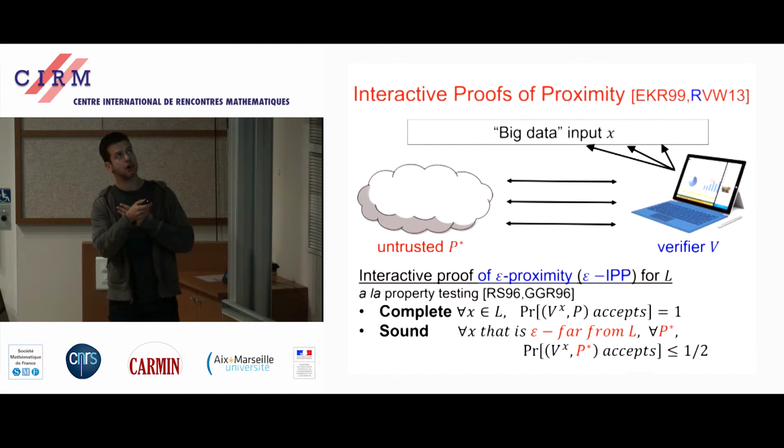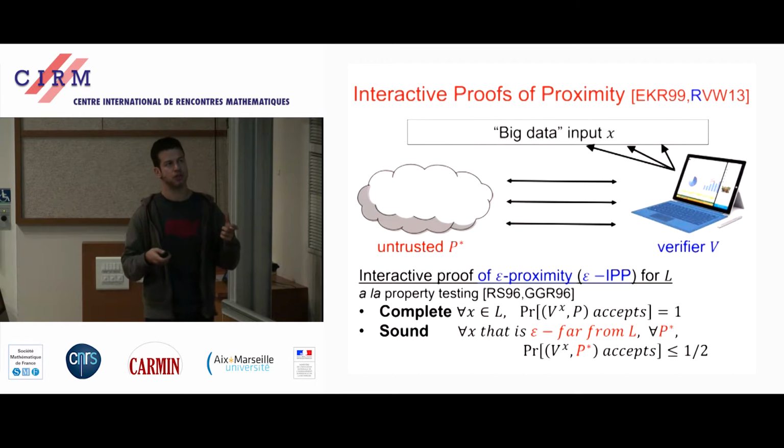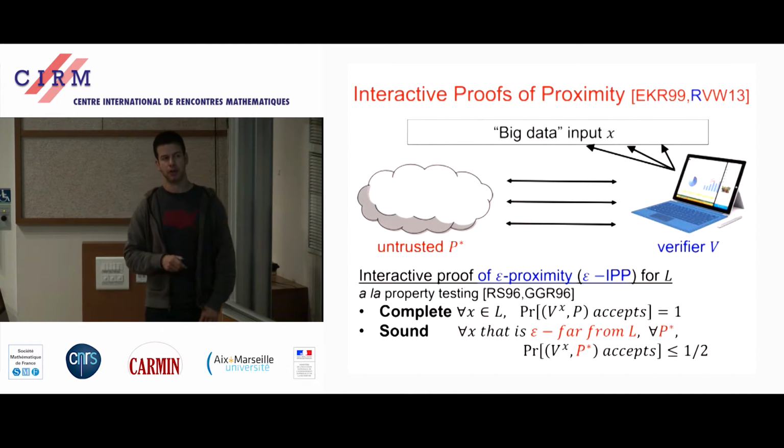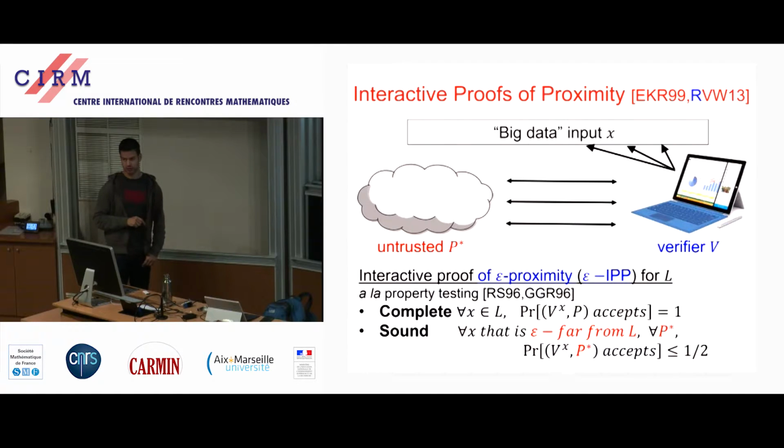So what these are called are proofs of proximity. Basically you're proving proximity to a language. If x is in the language, then as before, the verifier should accept. And for soundness, we say that if x is epsilon far in Hamming distance from the language, meaning you would have to flip an epsilon fraction of the bits in order to get to an input that's in the language, then the verifier should reject with high probability no matter what a cheating prover does.